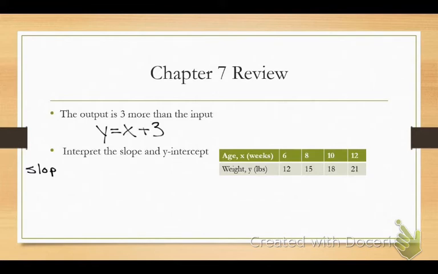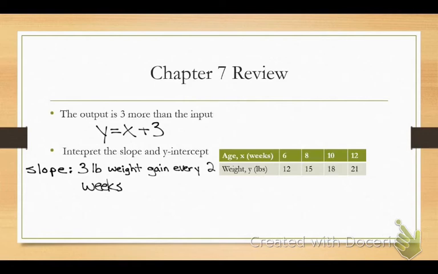Now, if I need to interpret the slope, I could say as the weight increases by how much? 3 pounds. For each interval, it's increasing by 3 pounds. The age is increasing by 2 weeks. I like to put that more into a sentence and say 3 pounds of weight gain every 2 weeks. Okay? Just something along those lines, saying that for every 2 weeks that passes, the weight would increase by 3 pounds. That's describing the slope. You're describing the rate of change.